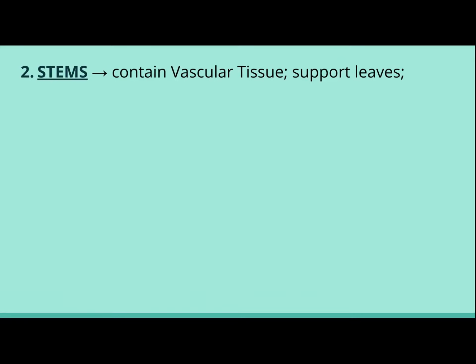Now, the second organ of a plant is the stems. And the stems are the organ that contain the vascular tissue. All the organs contain vascular tissue. However, the two main functions of the stems are that they support the leaves and they transport food and water. Just like the roots, they anchor the plant and they absorb water and minerals. Stems support the leaves and they transport food and water.